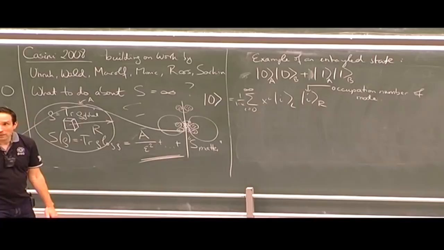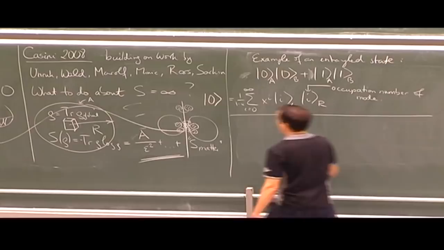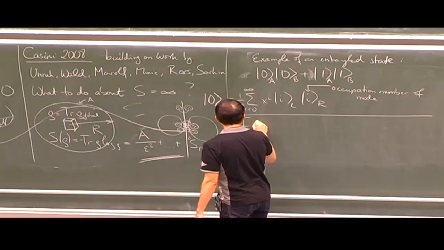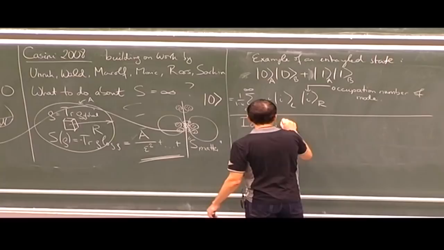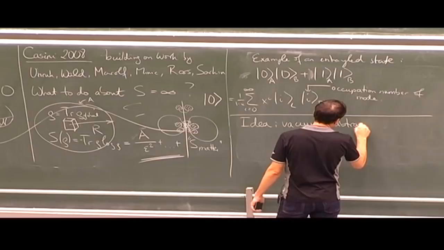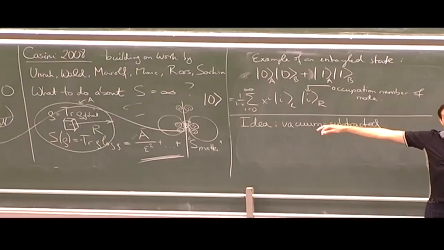And the key idea that Cassini had based on this earlier work, and this is an idea that works only for weakly gravitating systems, is you simply compare the entropy to that you would have if you were in the vacuum state. So you consider two global states. Global state with washing machine, global state without washing machine.